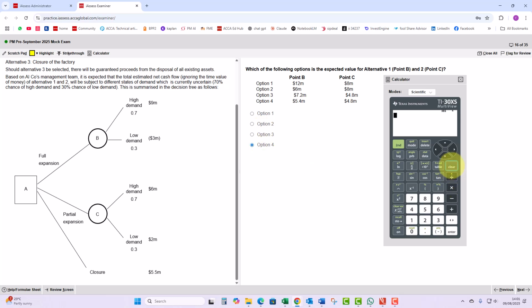Just for the benefit of the video, I will do the point C calculation, but like I said, I wouldn't do so in the exam. So once again, it's 0.7 by 6 this time. Now we add on 0.3 by 2, which is 4.8. So it agrees that it was either going to be option 3 or 4 based on the point C calculation, and option 4 is the correct answer.